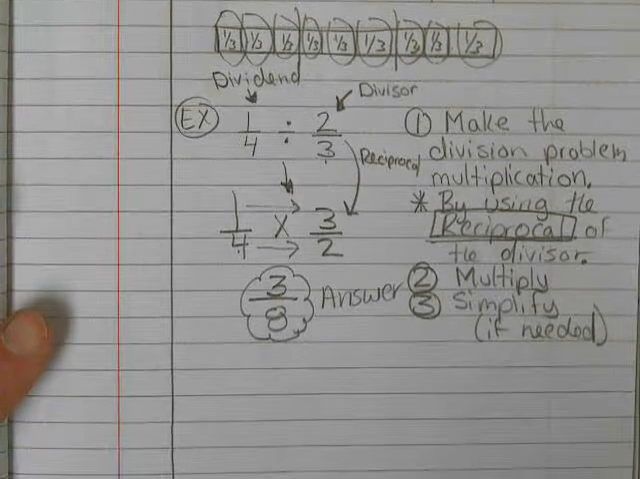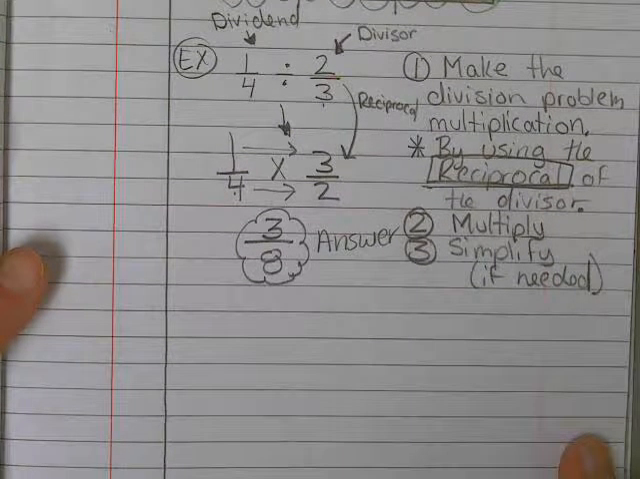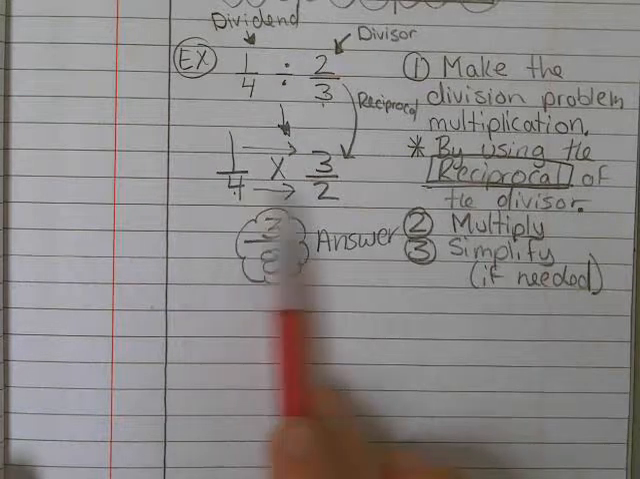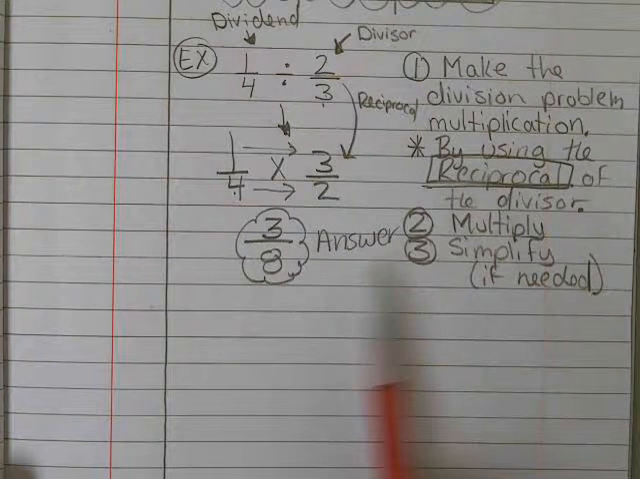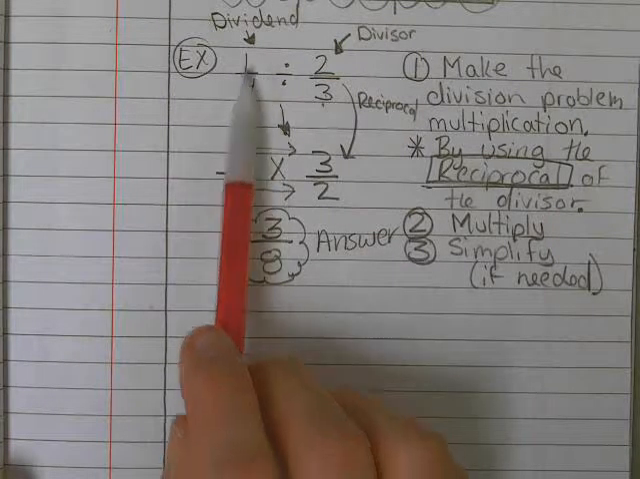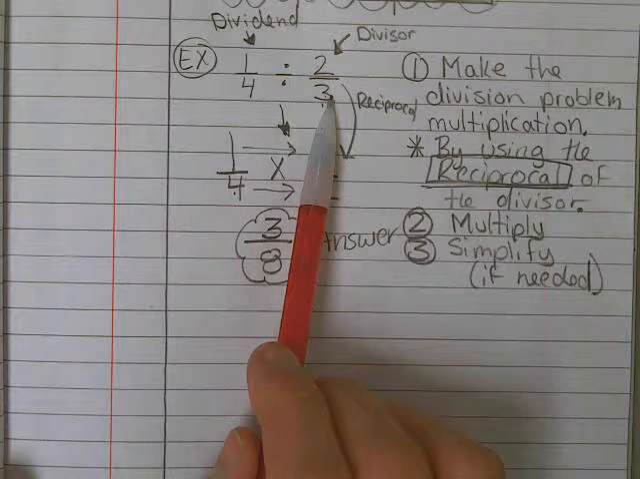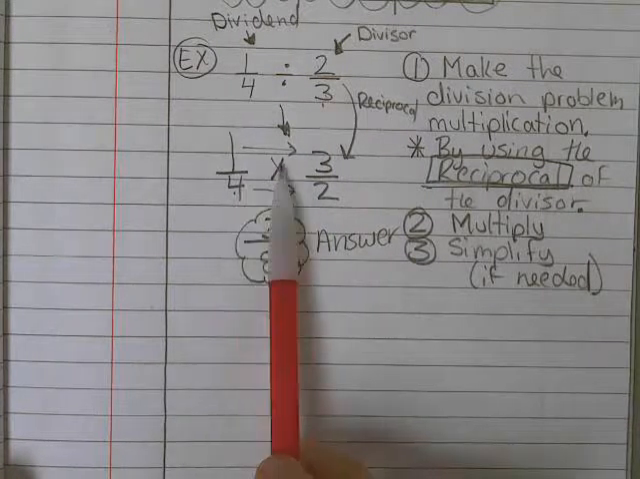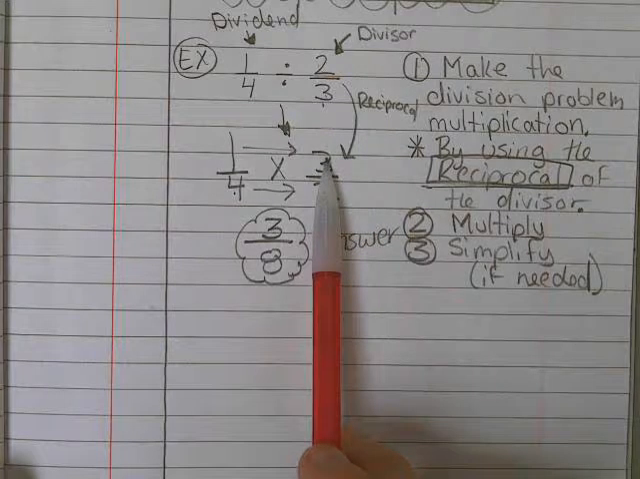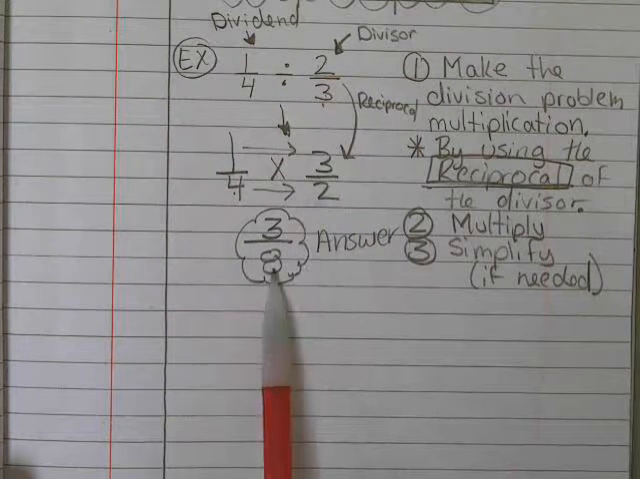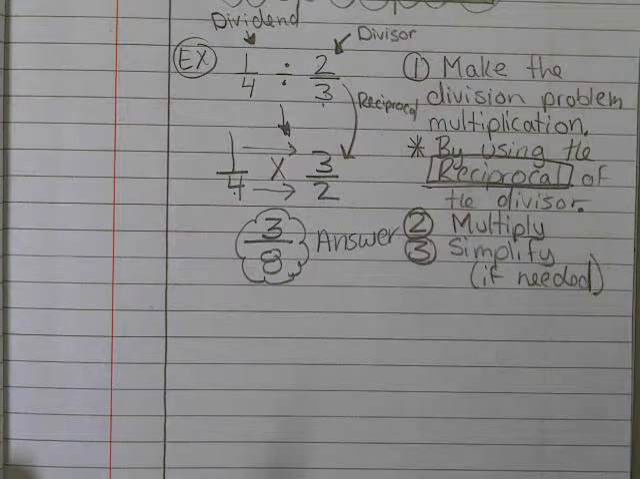I need to move that up for you. Sorry about that, guys. Okay, so again, 1 times 3 is 3. 4 times 2 is 8. That's how we got that answer. So just to recap, 1/4 divided by 2/3. We make it a multiplication problem. It's still 1/4, but it's multiplied by the reciprocal, which is 3/2. 1 times 3 is 3. 4 times 2 is 8. And that's how we get our answer.